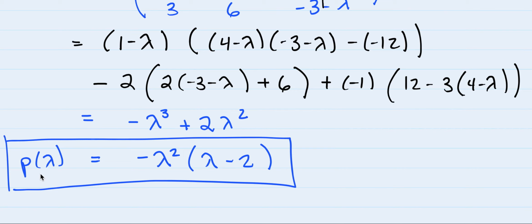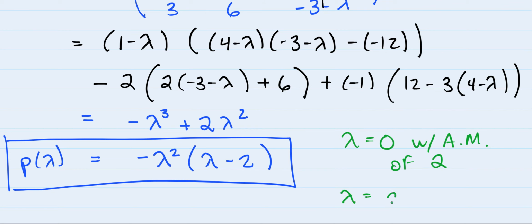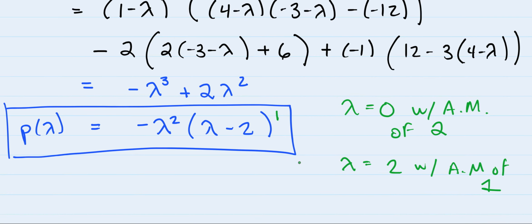And from here we can read the eigenvalues. We see that lambda is equal to 0 with algebraic multiplicity of 2, and lambda is equal to 2 with algebraic multiplicity of 1, because that's the power here.